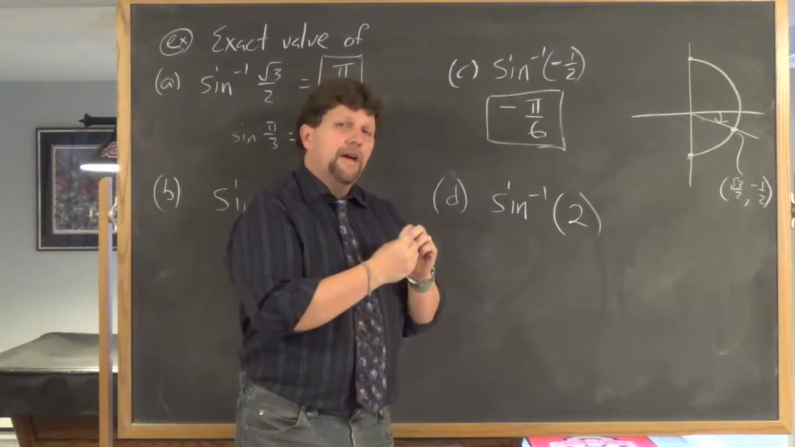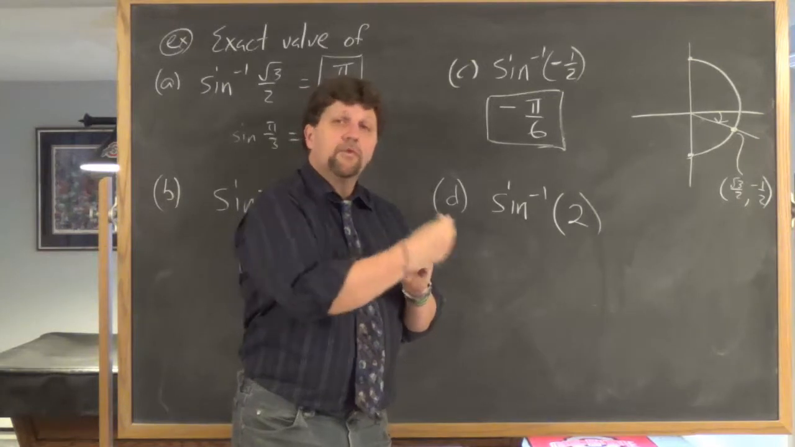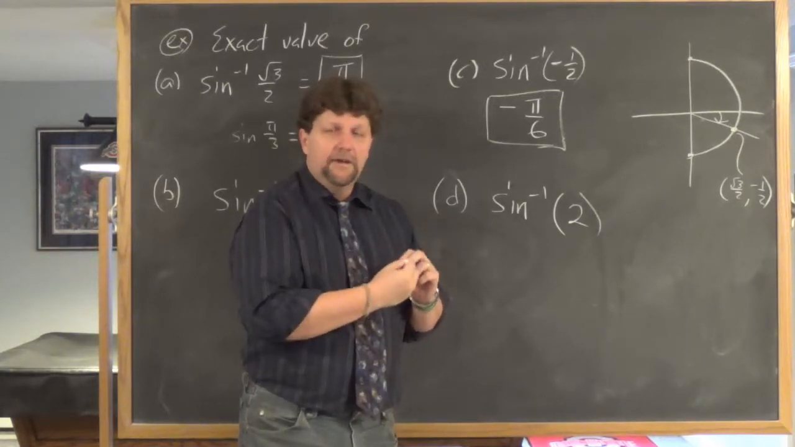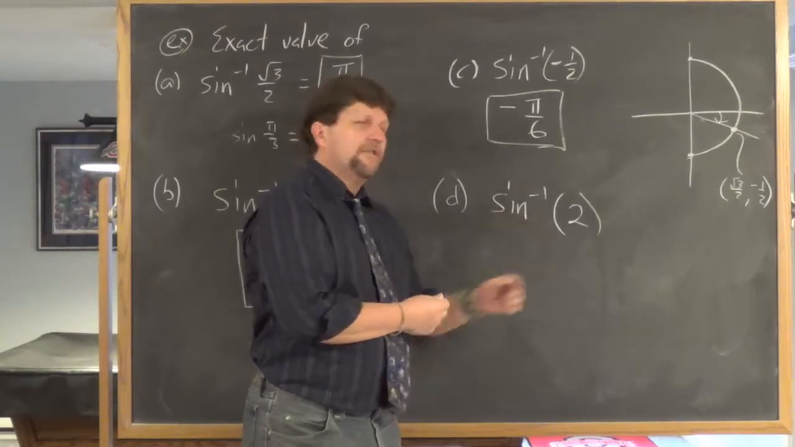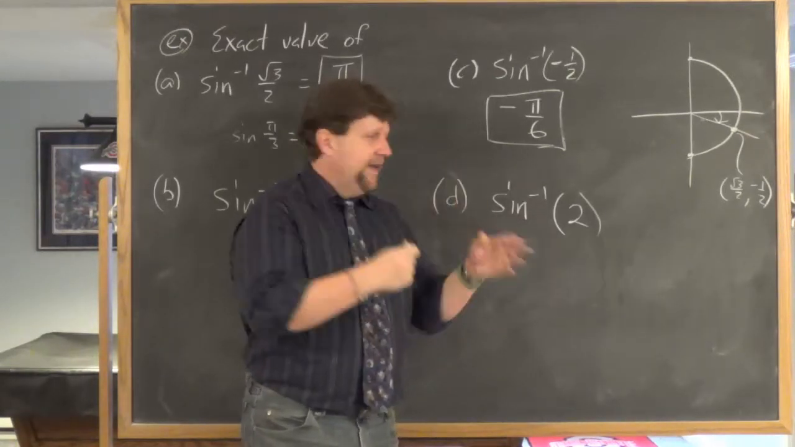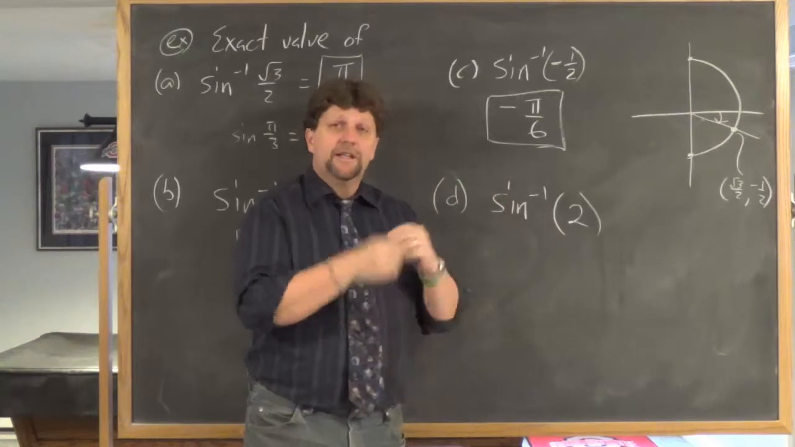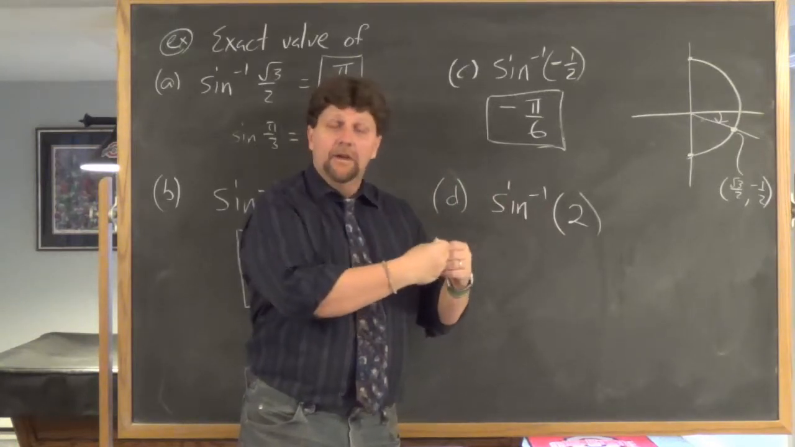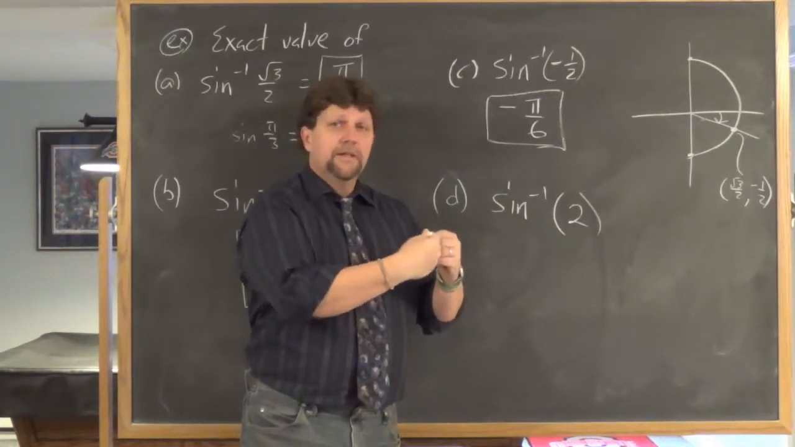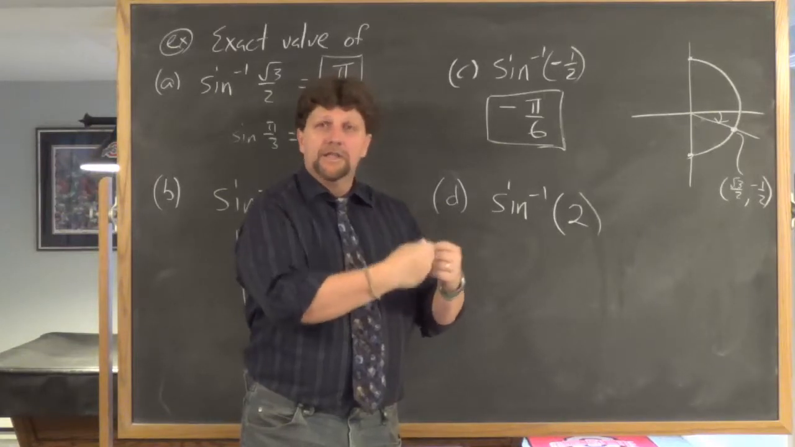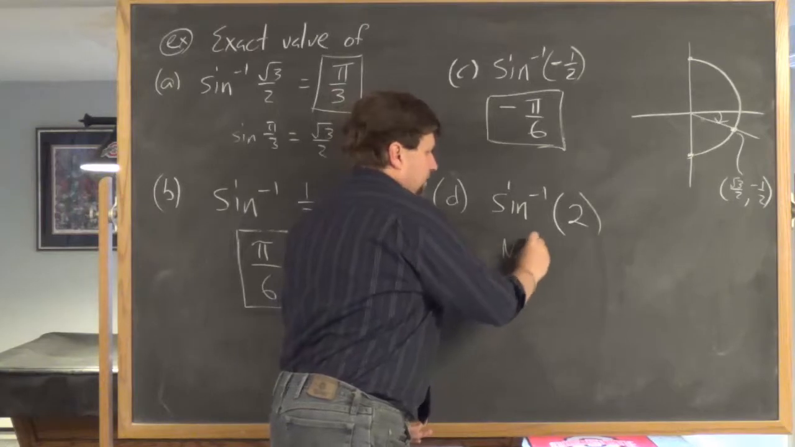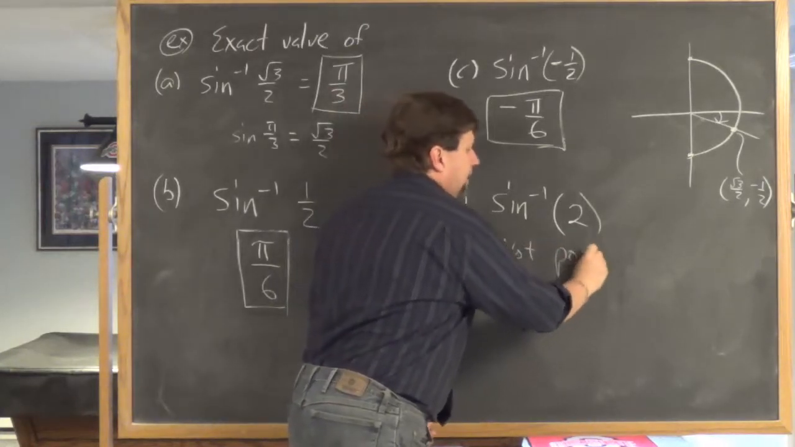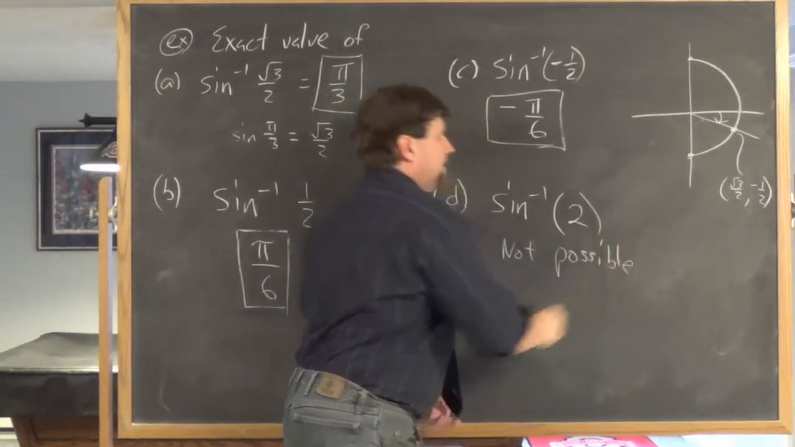Remember, the largest value that sine could ever have is 1, and the smallest value that sine could have is negative 1. So when someone says inverse sine of 2, and you're thinking, well, the job of inverse sine is to find an angle, you should say, well, wait a minute. There is no angle that when I do the sine of that angle, I get 2. So this is not possible. Just be on the lookout for that.